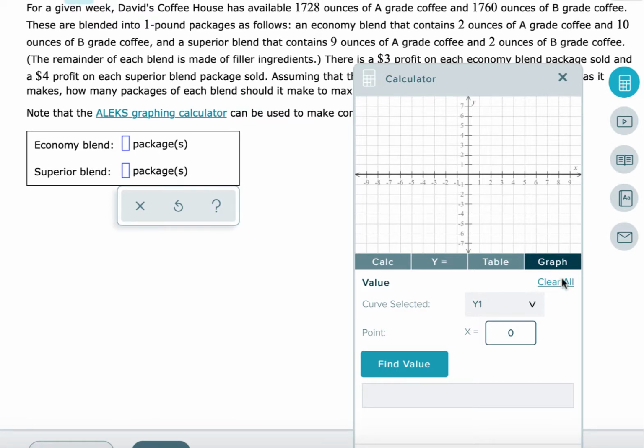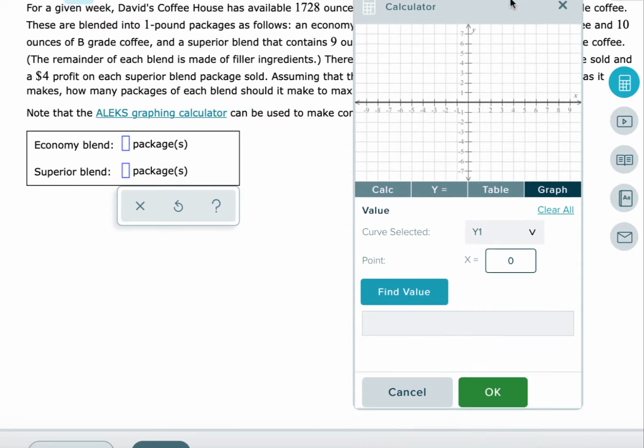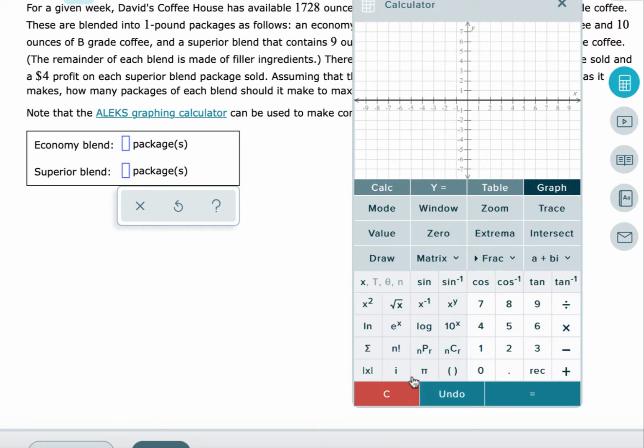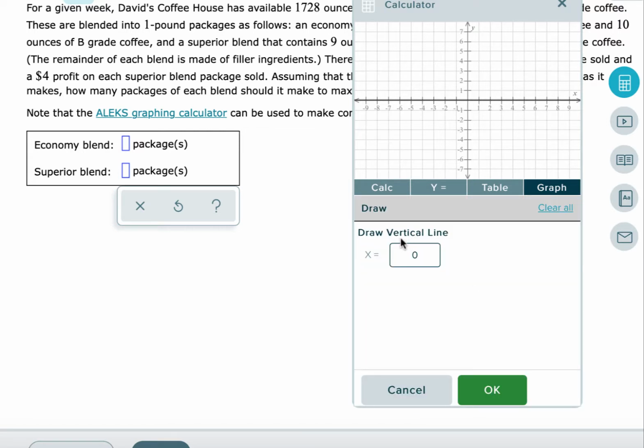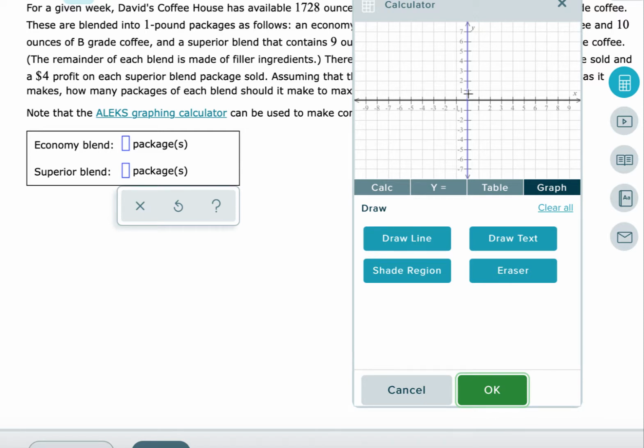I think I hit line value. I didn't mean to hit line value cancel. I meant to hit draw, and draw the line x equal to 0. So now we have x equal to 0 and y equal to 0.